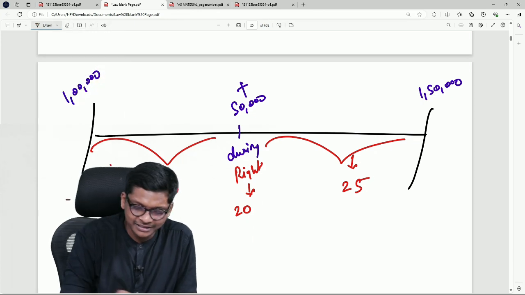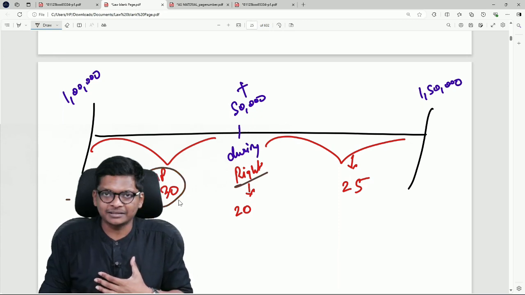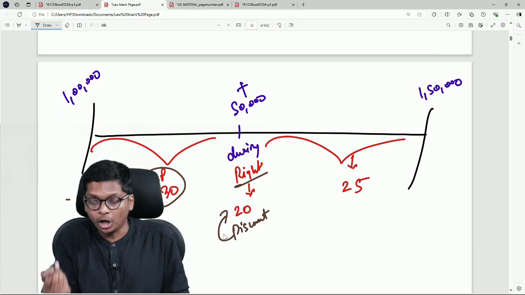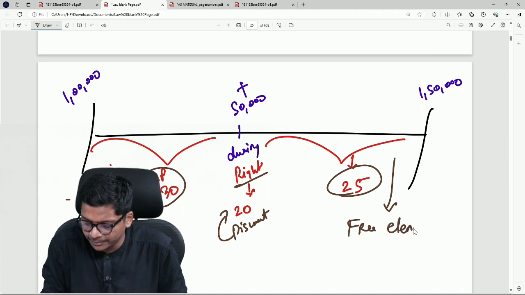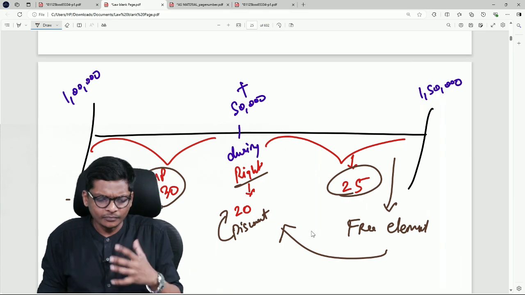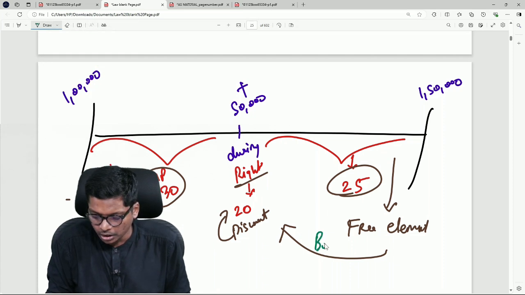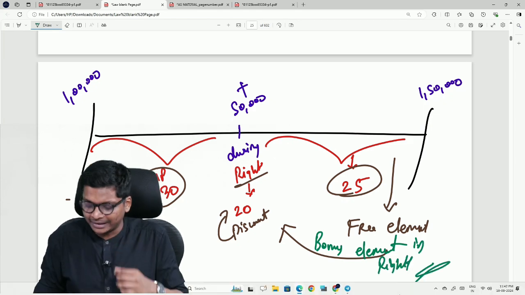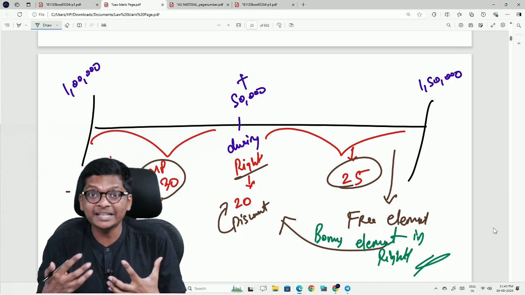So, look at this, guys. I am just giving a random example before we go to the sum. Before rights, market price is 30. In rights, shares are given at a discount. So, after rights, share price has dropped because there is some free element given in the rights. That means, when you do a rights issue, there is something called a bonus element in rights. What do you mean by bonus element in rights? Bonus element in rights means while giving rights, there is some free element.